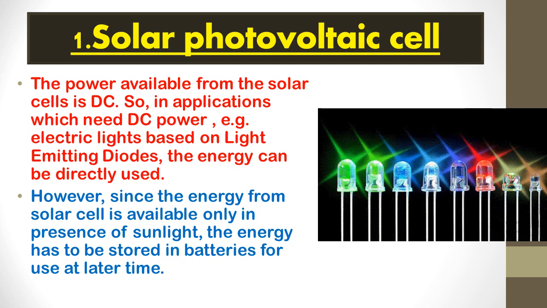Okay, so alongside you can observe the picture of a light emitting diode, or we can say LEDs. These emit light when current passes through a conductor. Conductor means metallic wire.